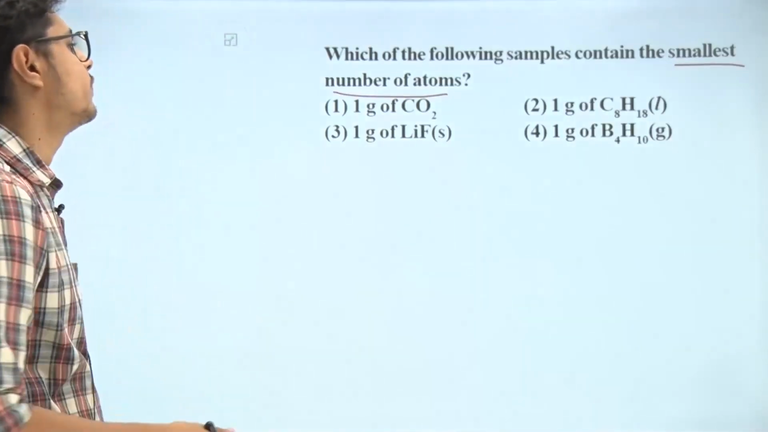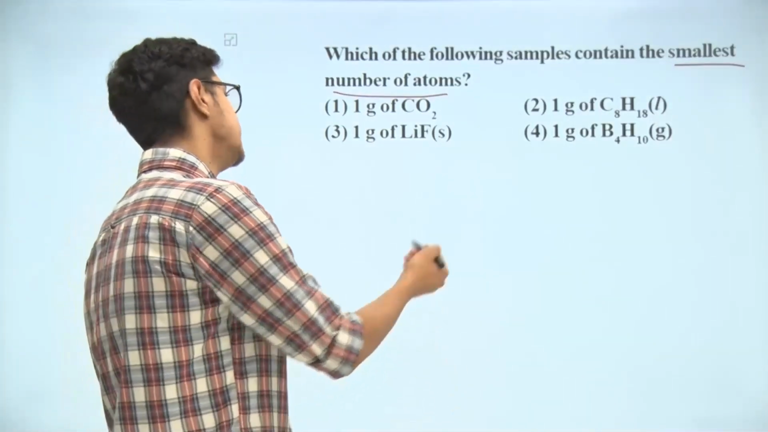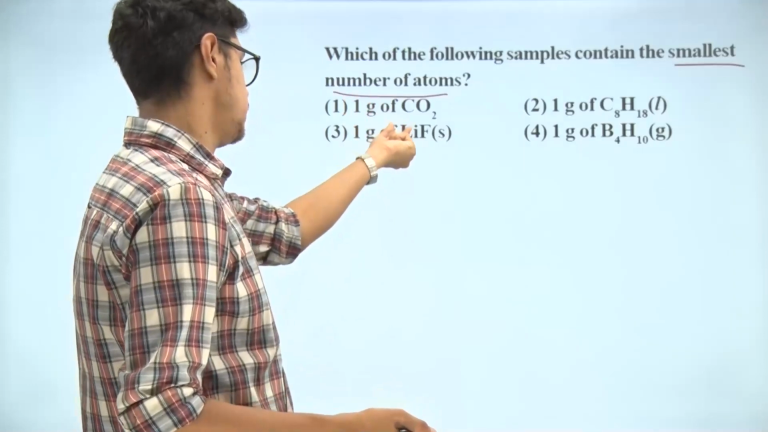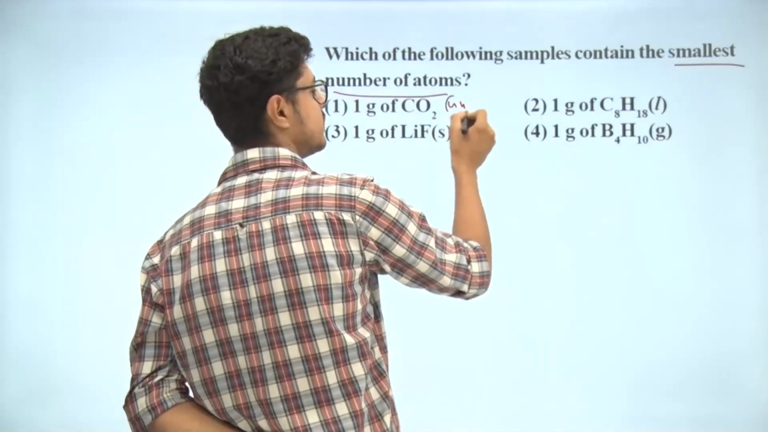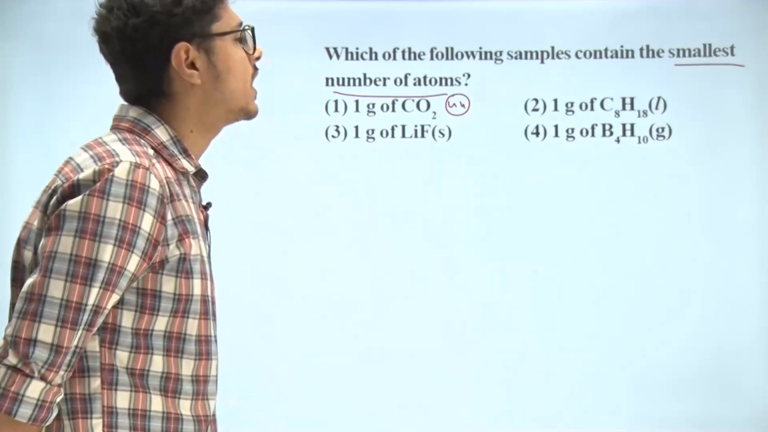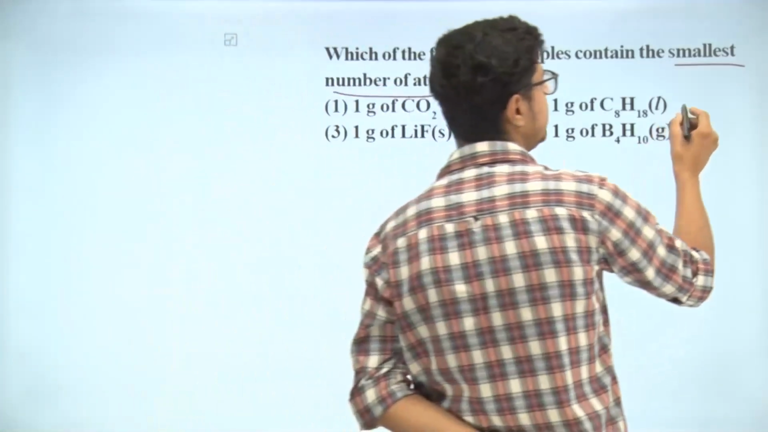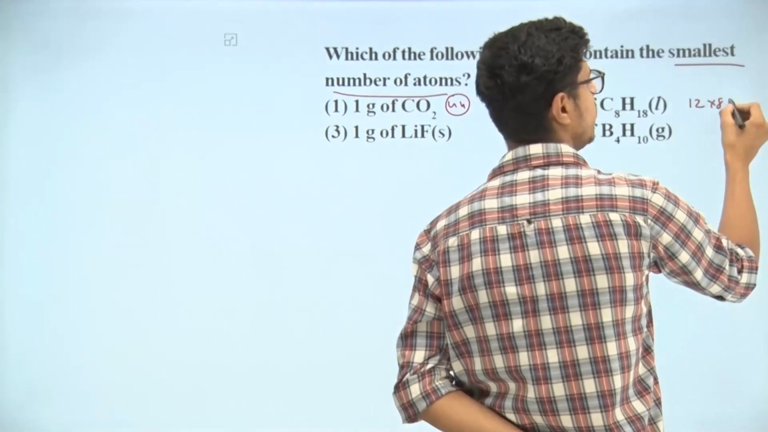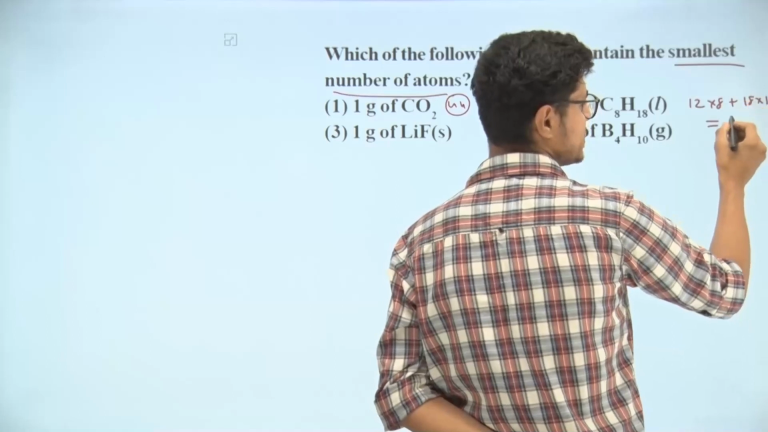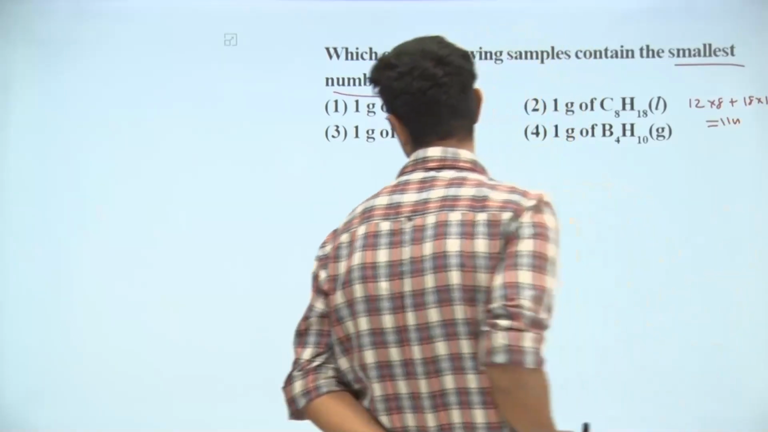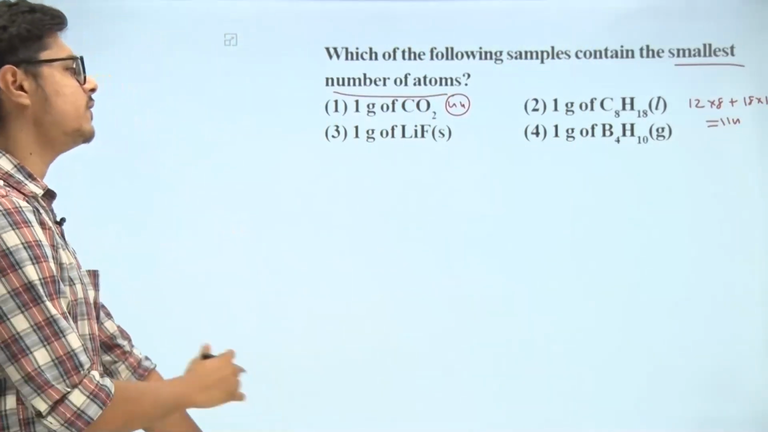Okay, so first of all, we will see here. First of all, here we have CO2. What is the molecular mass of CO2? This will be 44. What is the molecular mass of C8H18? This will be 12 into 8 plus 18 into 1. So this is 96 plus 18, that will be 114. Okay, molar mass of C8H18 is 114.